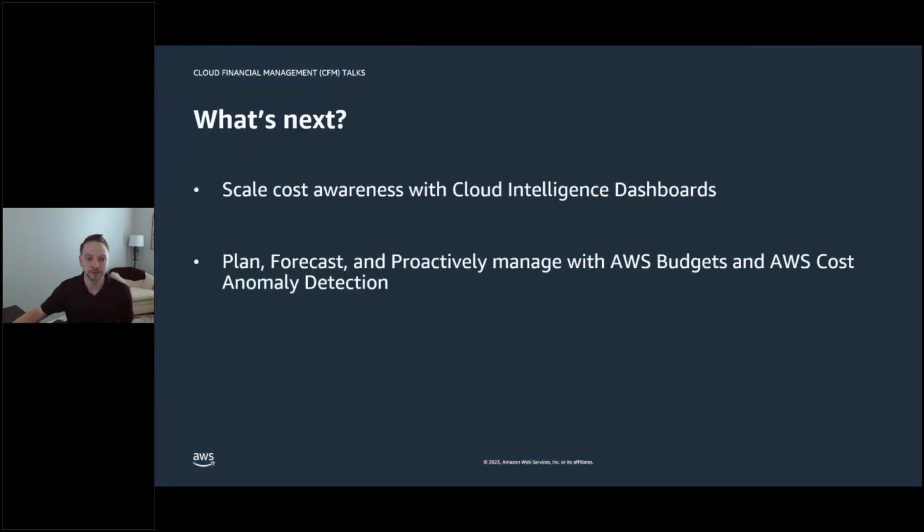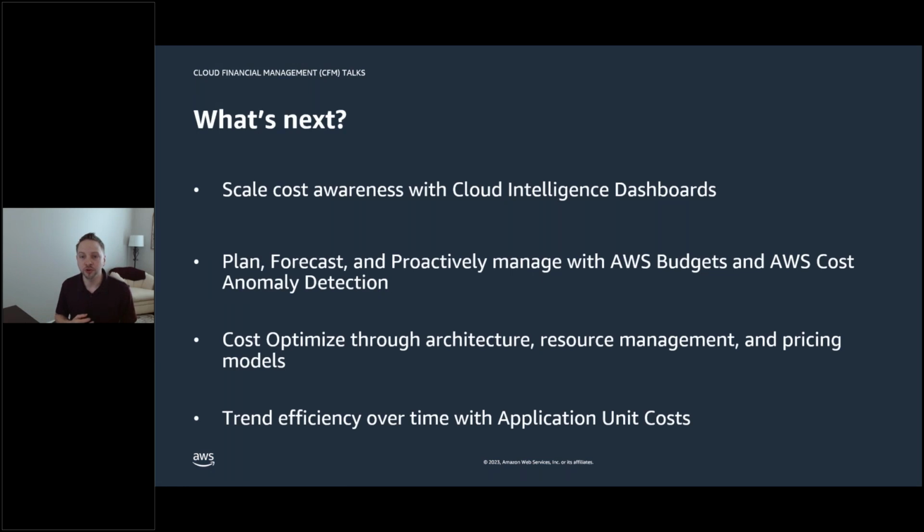Where do you go next? Well, the first is you can create greater awareness within your organization of your cloud costs and efficiency through the use of analytics dashboards. AWS has shared a set of customizable dashboards called the Cloud Intelligence Dashboards that provide a baseline set of views of your AWS usage. You can leverage AWS Budgets and cost anomaly detection to plan, forecast, and proactively manage your AWS spend, and as a mechanism to drive cost optimization across your organization.